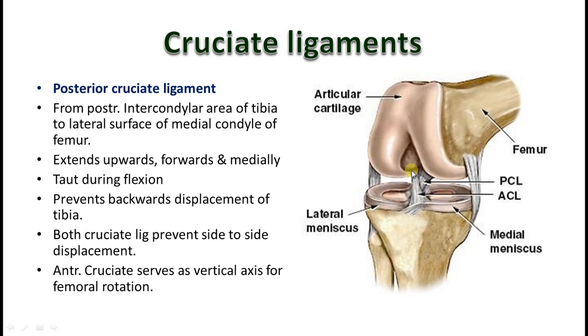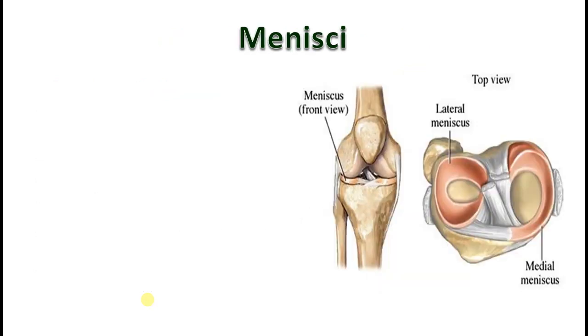And as I told you, this anterior cruciate ligament serves as an axis for femoral rotation during the last stages of extension or during the initial stages of flexion. So that we will see during the movements. So next important structures after the cruciate ligaments, we are going to discuss the menisci.